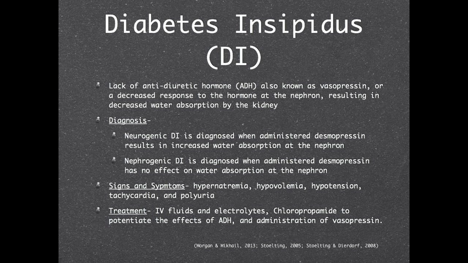The diagnosis can either be neurogenic diabetes insipidus or nephrogenic diabetes insipidus. Neurogenic is diagnosed when administered desmopressin results in increased water absorption at the nephron. This is noted by an increase in osmolarity and sodium concentration in the urine. Nephrogenic diabetes insipidus is diagnosed when administered desmopressin has no effect on water absorption in the nephron.